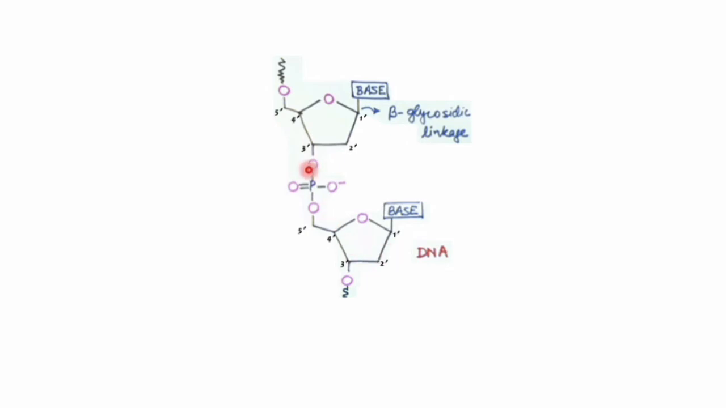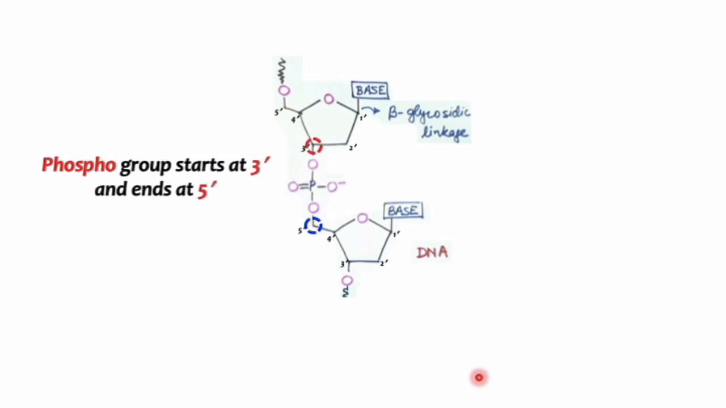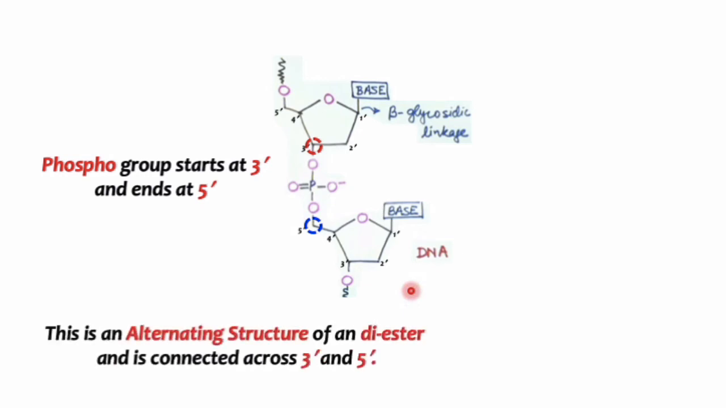And if this polymerization continues, see that 3 prime and 5 prime, if this combination keeps happening from 3 to 5, 3 to 5 and it continues, you will get a polymerized chain, and that is what is called DNA. I suppose you understood that, everyone. So this phospho group starts at 3 prime and ends at 5 prime, and if it keeps continuing, an alternating structure of diester which keeps continuing at 3 prime and 5 prime, that would give us a polynucleic acid, which is DNA, okay.